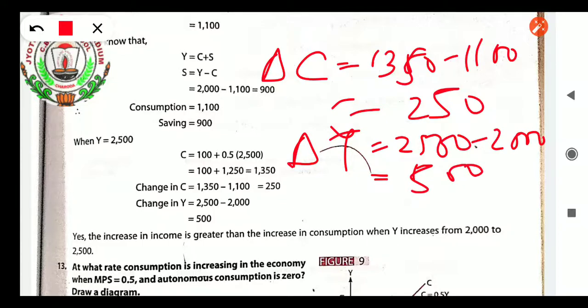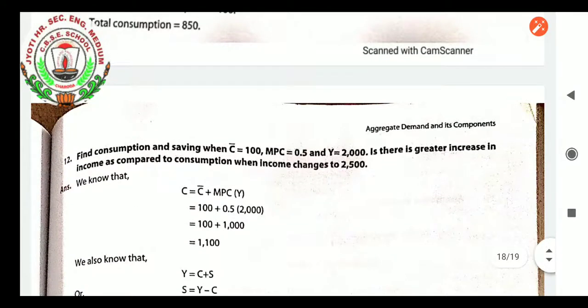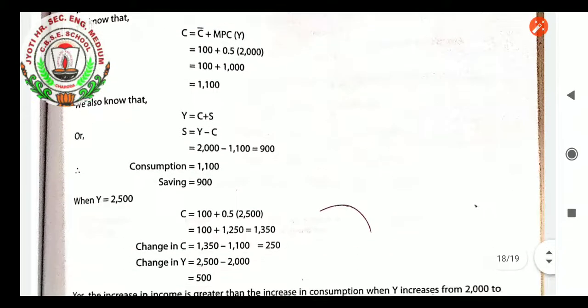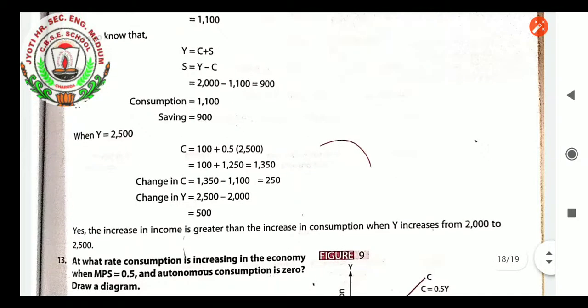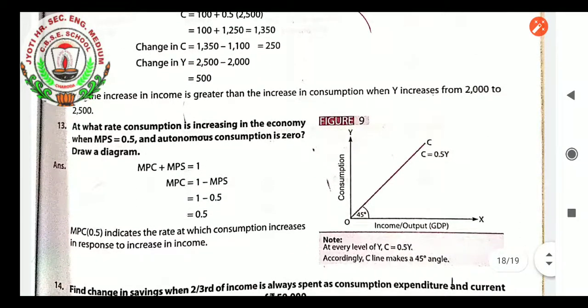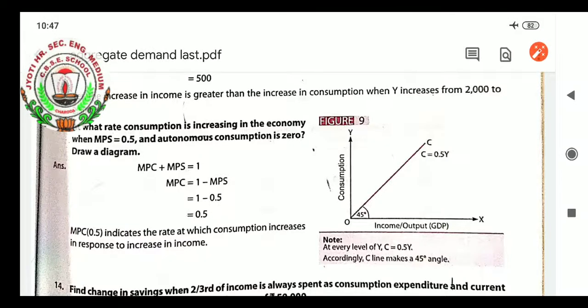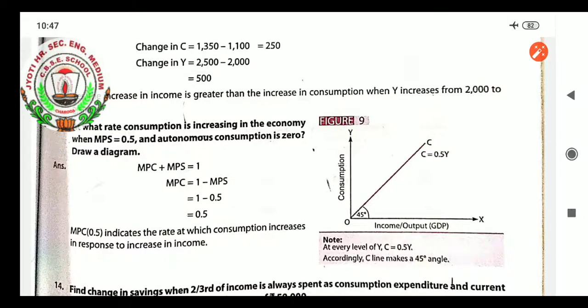The question is asking whether there is a greater increase in income as compared to consumption when income changes to 2500. Yes, there is a greater increase in income. The increase in consumption is 250 but the increase in income is 500, that is double the consumption. Yes, the increase in income is greater than the increase in consumption, as income increases from 2000 to 2500. Please try to solve this type of questions as much as you can.